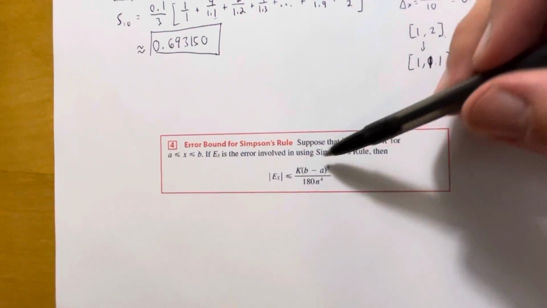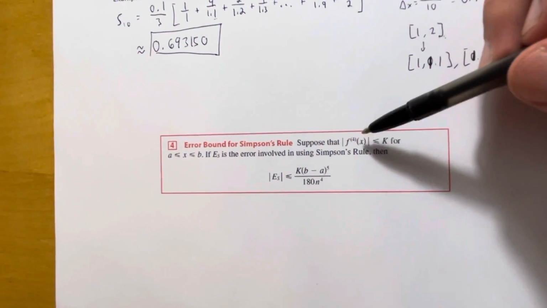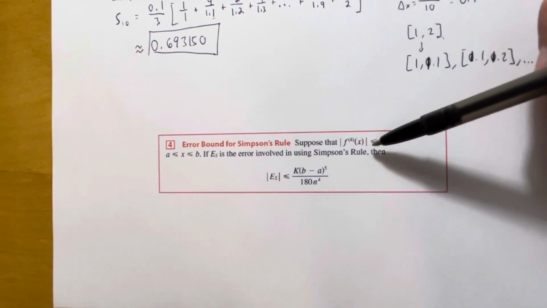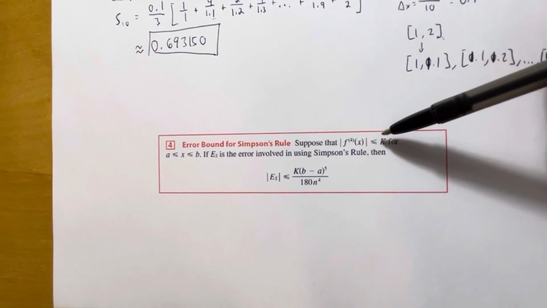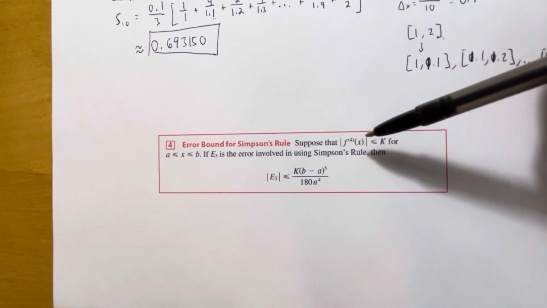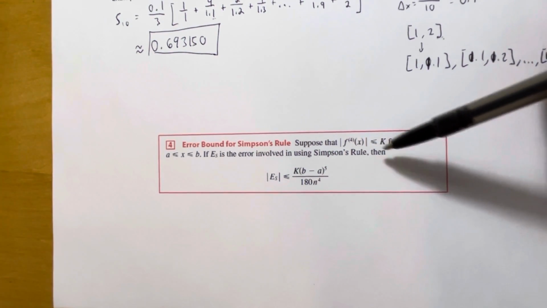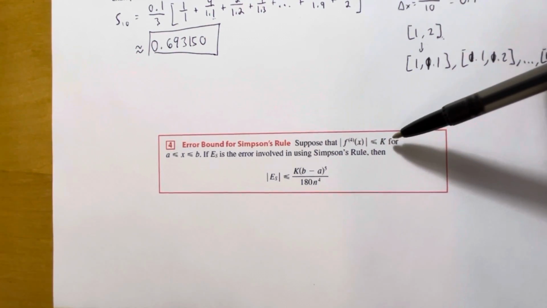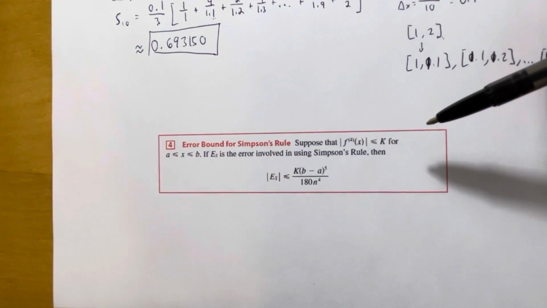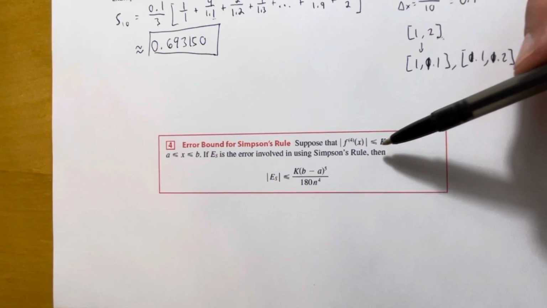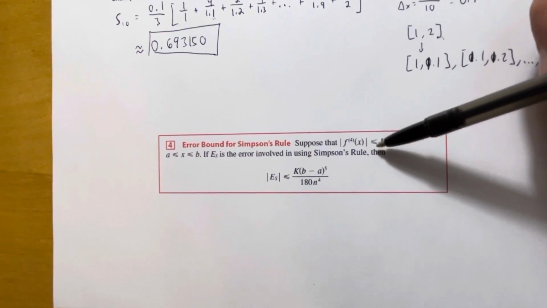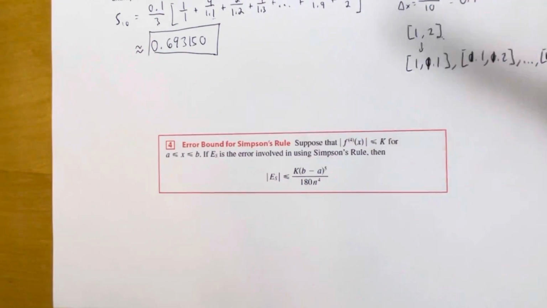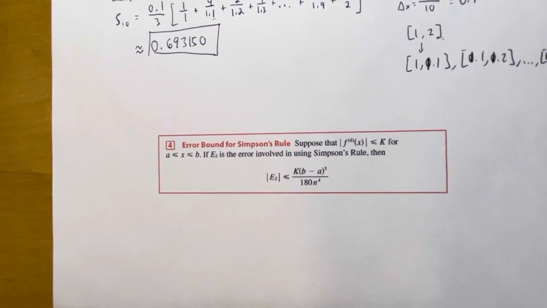Notice for this one, it kind of looks similar to what we saw previously, but there are some important differences. There's that k appearing in the error bound, and that k comes from the absolute value of our fourth derivative of our function. It's not the second derivative anymore, it's the fourth derivative. So we'll need to take more derivatives and then find an upper bound for the absolute value of that on the interval a, b. For our example, it's going to be the interval 1, 2.